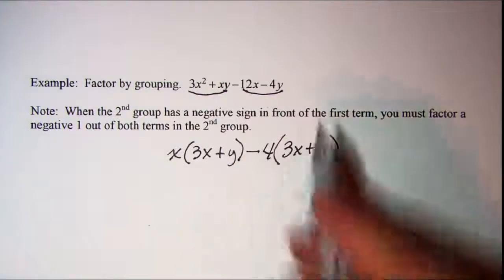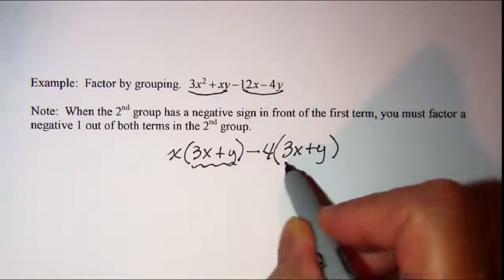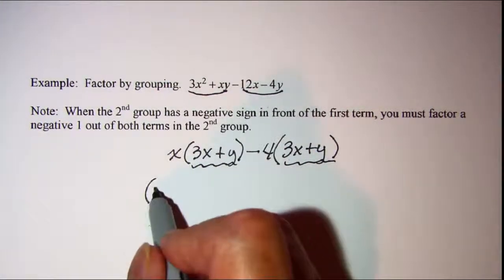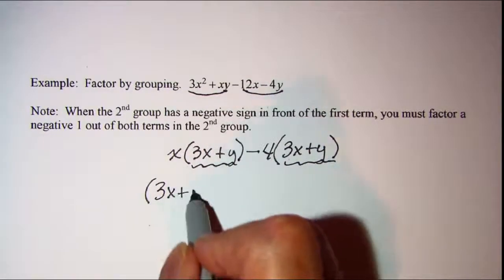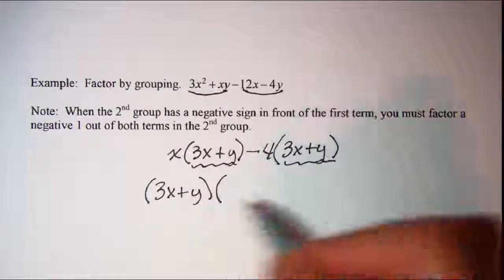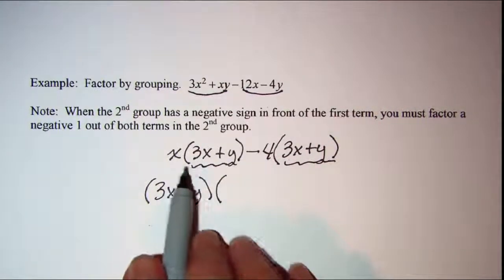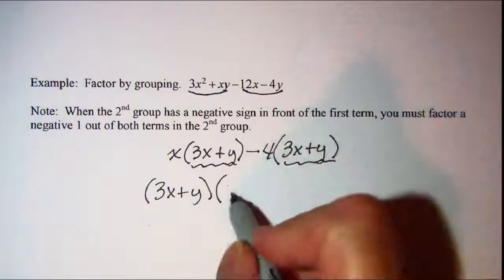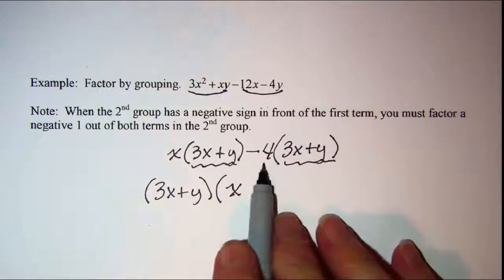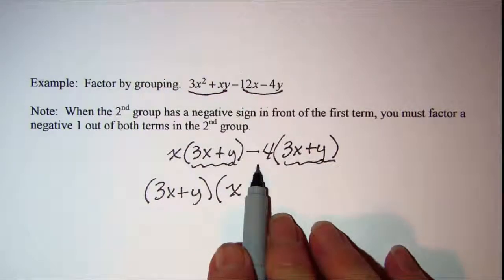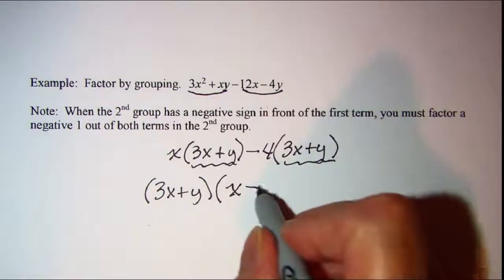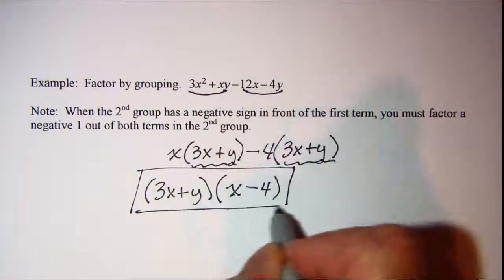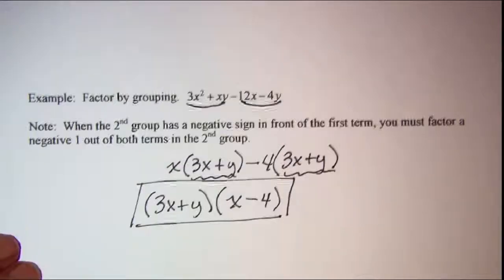Now again, we can see that we have this common binomial. Yay! So I can factor that out, remembering to put parentheses around it, and then open my parentheses and write what's left. When I take this first term divided by 3x plus y, I have x. And then when I take this last term divided by 3x plus y, I have negative 4. Let's do one more example.